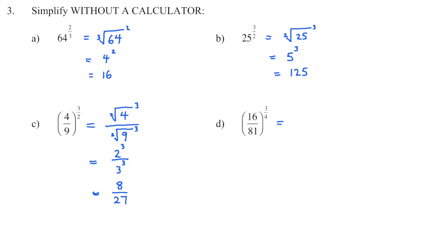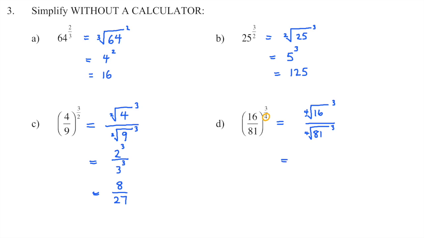Part D. 16 over 81 is all to the power of 3/4. 3/4 is a fraction, so I'm going to do the top part separately. I know it's to the power of 3/4, so it introduces a surd. In this case, I have a 4 on the bottom of the fraction, so on the seat out the front is a 4 sitting on your bottom, and it's going to be the power of 3. For the bottom of the fraction, it's 81 with a square root sign. 4 on the seat, 3 up the top.